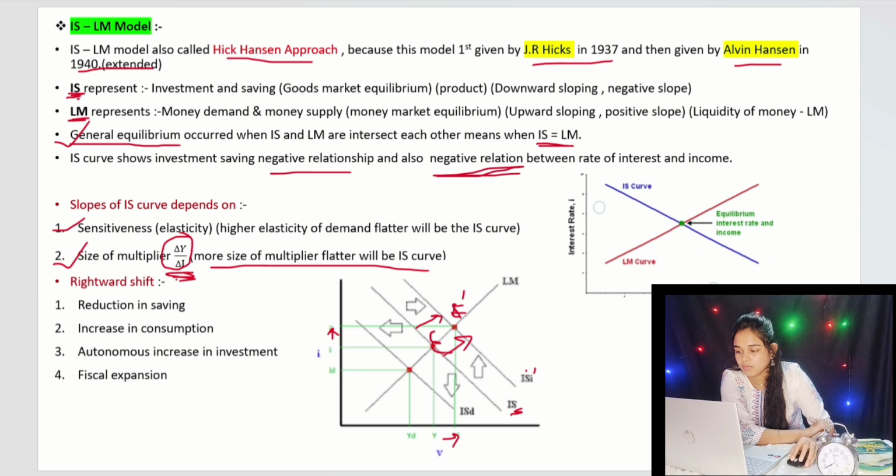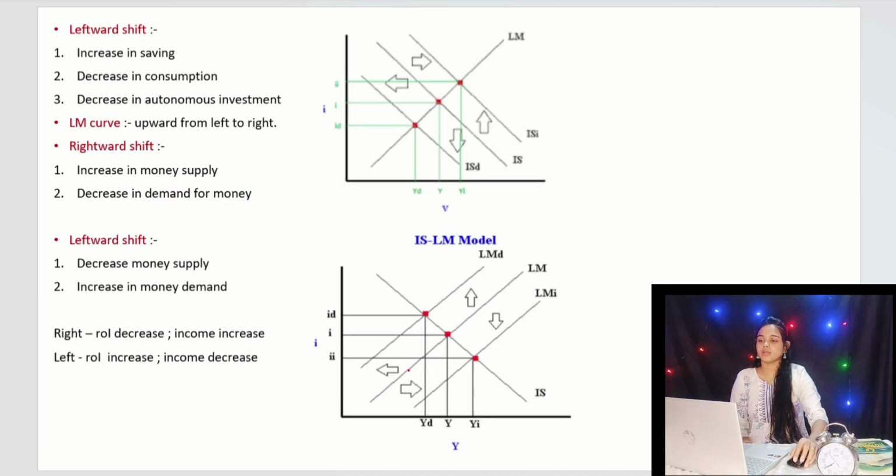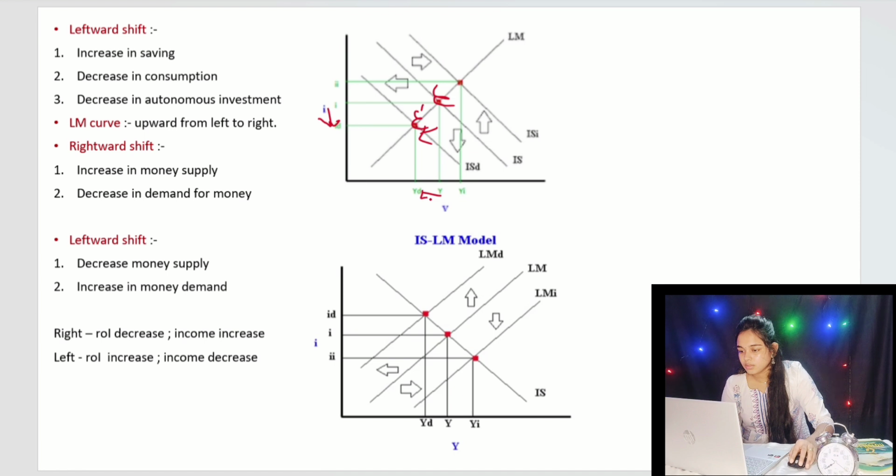Leftward shift of the IS curve. This happens due to an increase in saving, a decrease in consumption, and a decrease in autonomous investment. An increase in saving reduces disposable income spent on consumption. Decreased consumption means reduced aggregate demand, and businesses respond to decreased demand by investing less. So investment decreases, and as a result the IS curve shifts leftward. Fine. So the equilibrium income decreases and the interest rate also decreases.